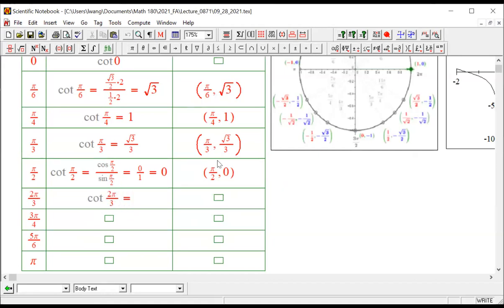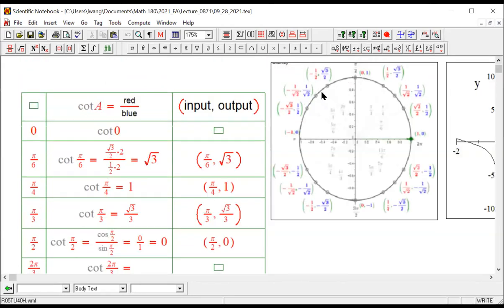Now what do you get here? That's a terminal, right? The terminal is here. You have your terminal. 2 pi over 3, measured from the 0, is right here. So the red number divided by the blue number, what do you get? -√3/3. Yep.